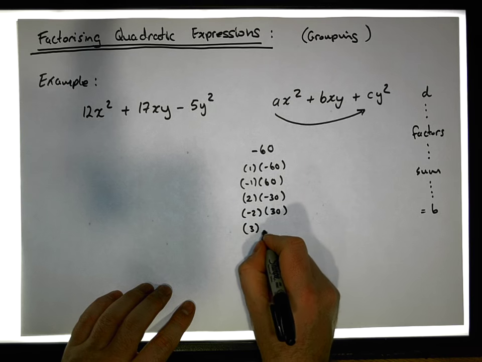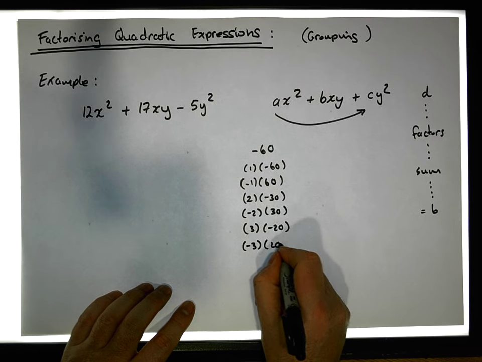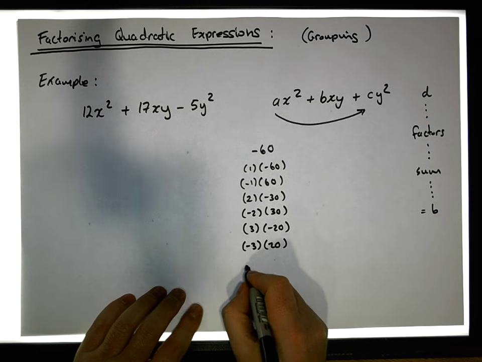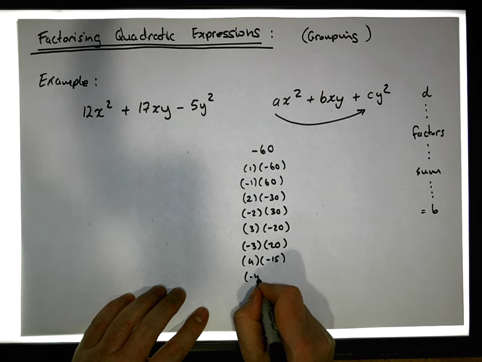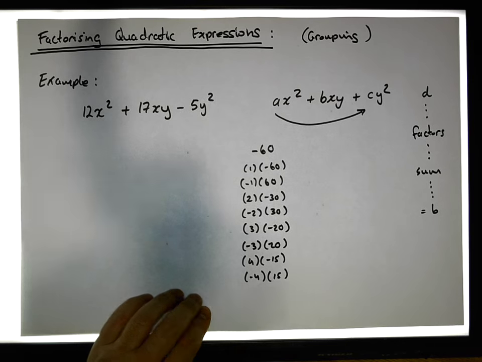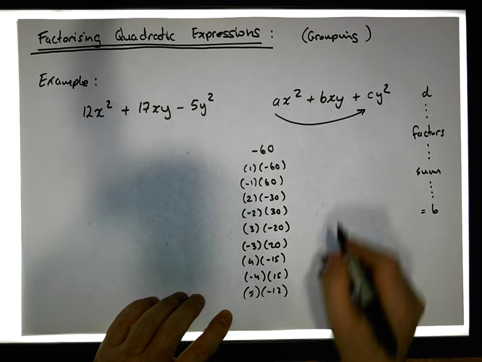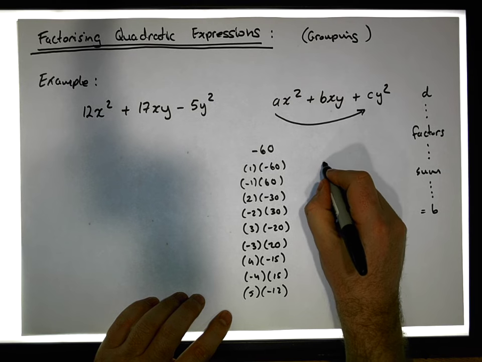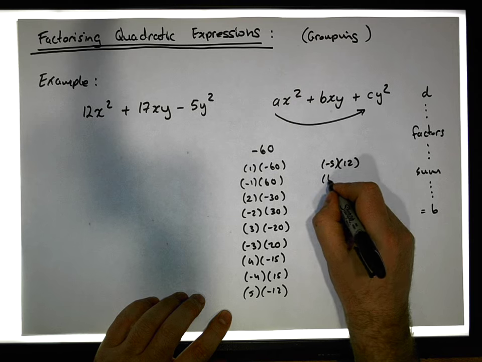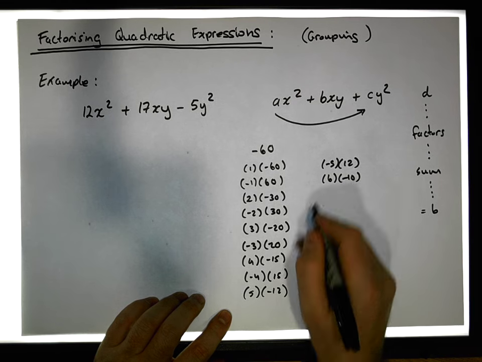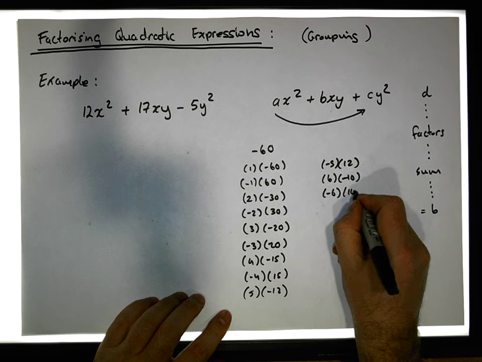We have 3 times minus 20. We have minus 3 times 20. We have 4 times minus 15. We have minus 4 times 15. We have 5 times minus 12. We have minus 5 times 12. We have 6 times minus 10. And we have minus 6 times 10.